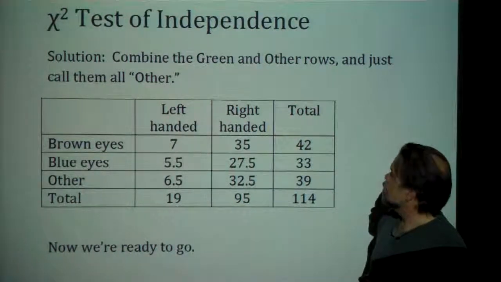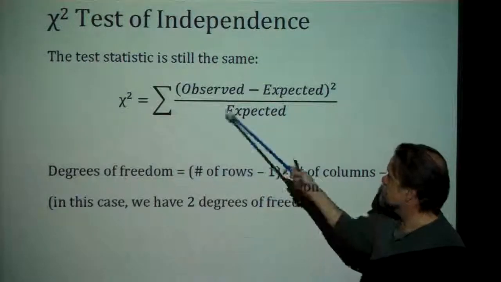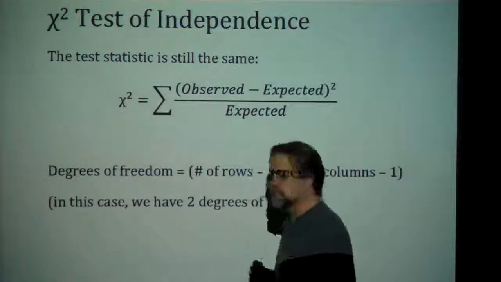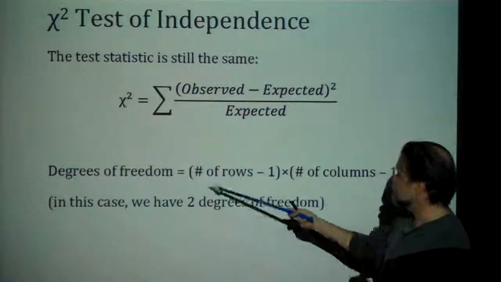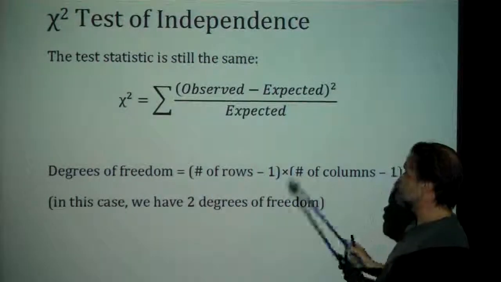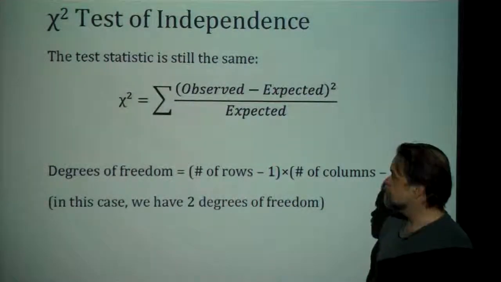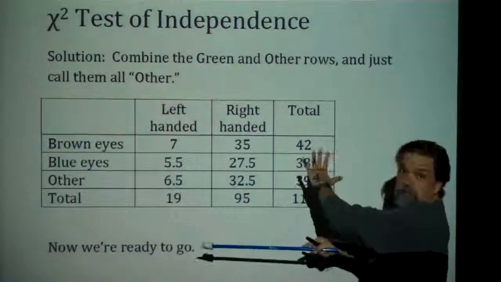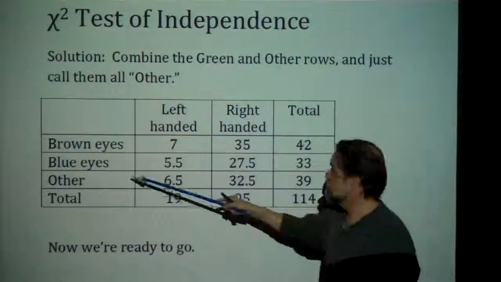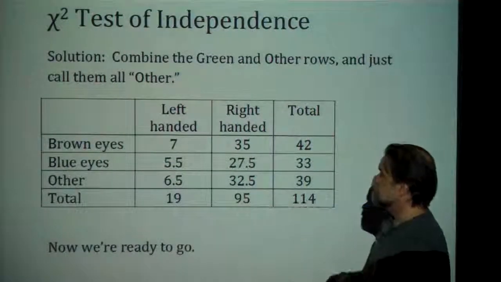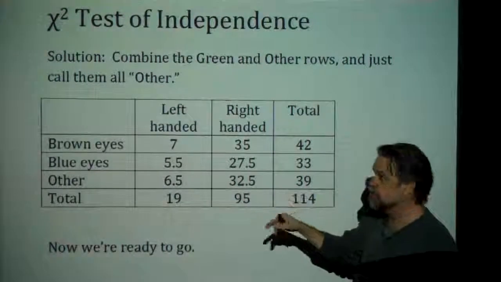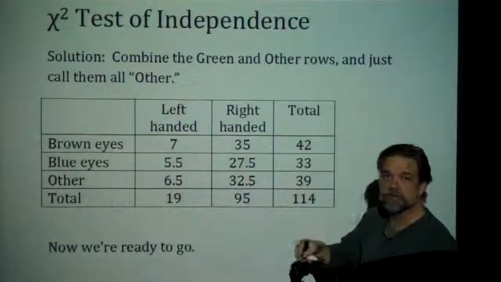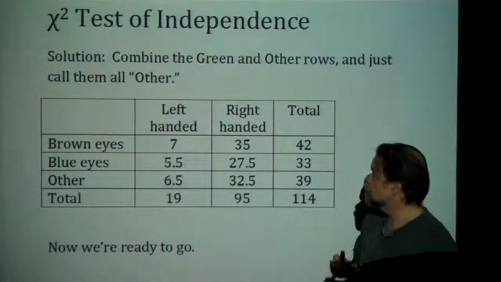So again, we use the exact same test statistic. The degrees of freedom are a little different this time. This time, we take the number of rows minus 1 times the number of columns minus 1 to calculate our degrees of freedom. So let's go back here. We have 2 columns, 3 rows, not counting the total row. So 2 minus 1 is 1, 3 minus 1 is 2. We're going to have 1 times 2 equals 2 degrees of freedom. So this is going to be a chi-squared test with 2 degrees of freedom.